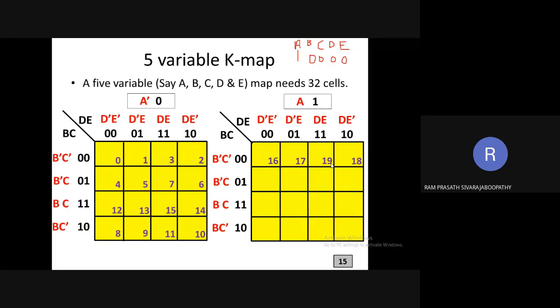Okay. The next cells enna varum? Next row enna varum? Kindly try it. 20, 21, 23, 22. Very good. Very good, Priyanka. 20, 21, 23, 22. What about the next thing?